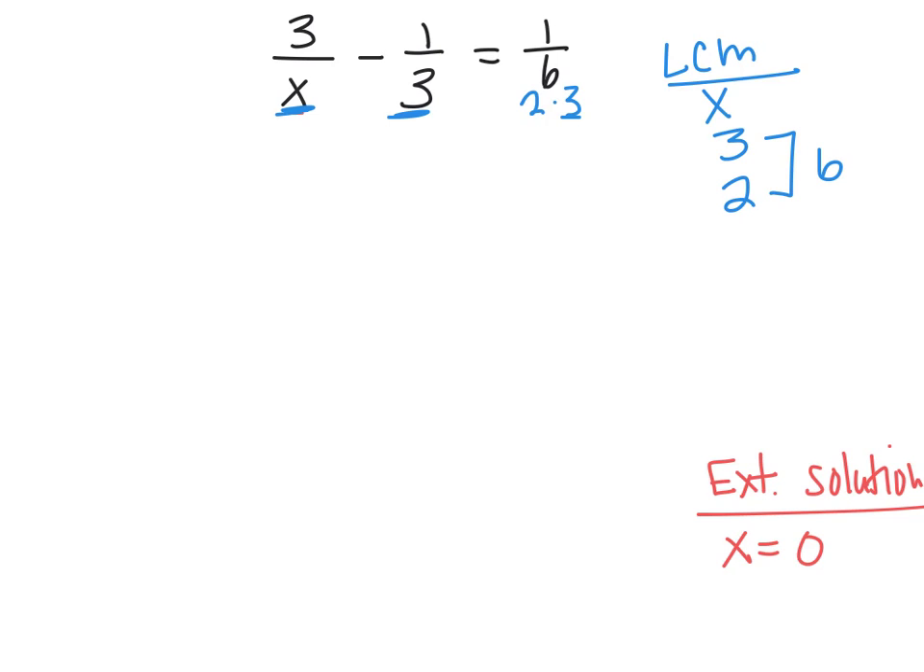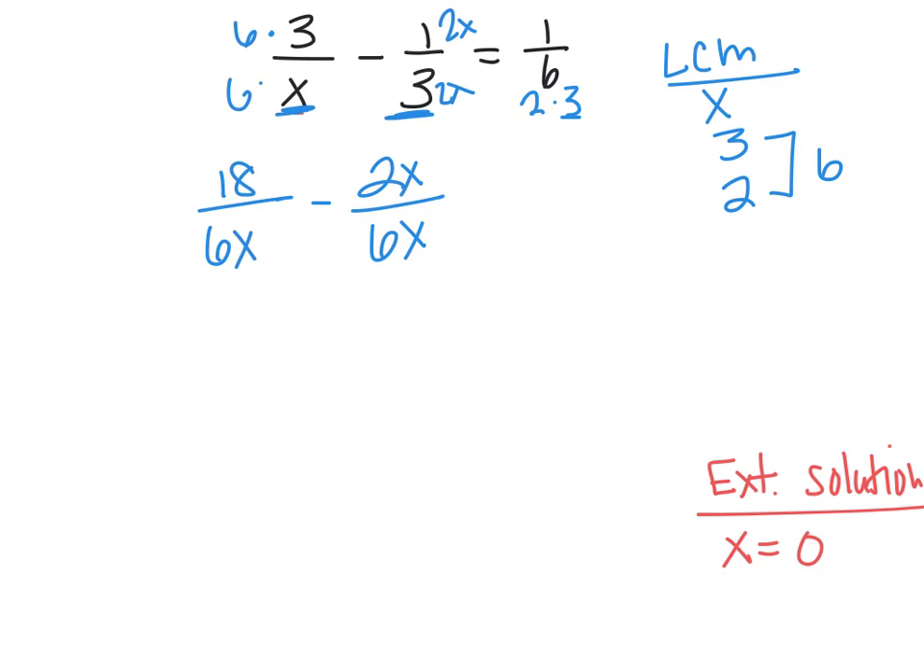So the first term, what is it missing? Well, it has the x, so it's missing a 6, so I need a 6 top and bottom. When I do that, I have 18 over 6x. Here, if I have a 3, it's missing a 2 and an x, so I put a 2 and an x top and bottom, so I have 2x on the top and 6x on the bottom. The last piece, I have a 6, so it's missing an x, so I have x over 6x.